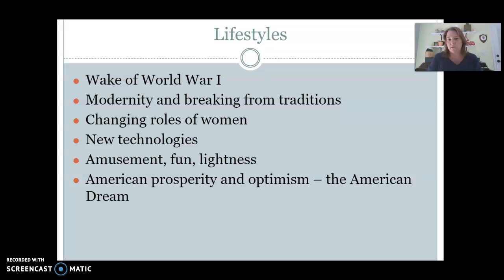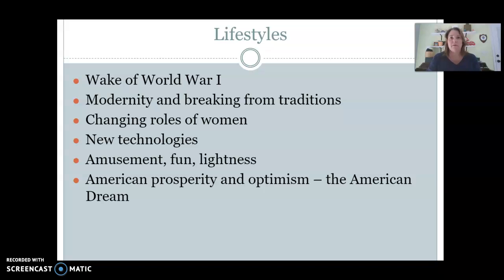All right, so let's switch gears a little bit from the themes of the book to the history. The 1920s was a decade that came after the end of World War I. World War I ended on November 11th, 1918. And because of the war, there were a lot of changes that happened and that lasted through the 1920s.